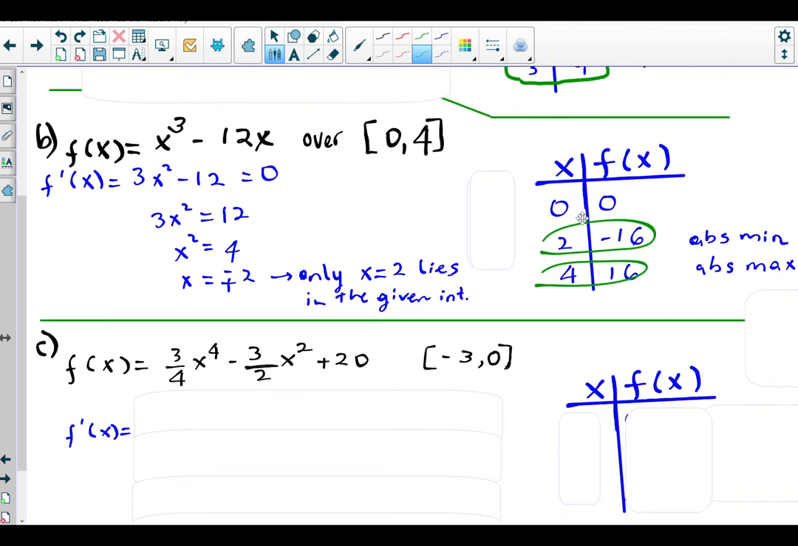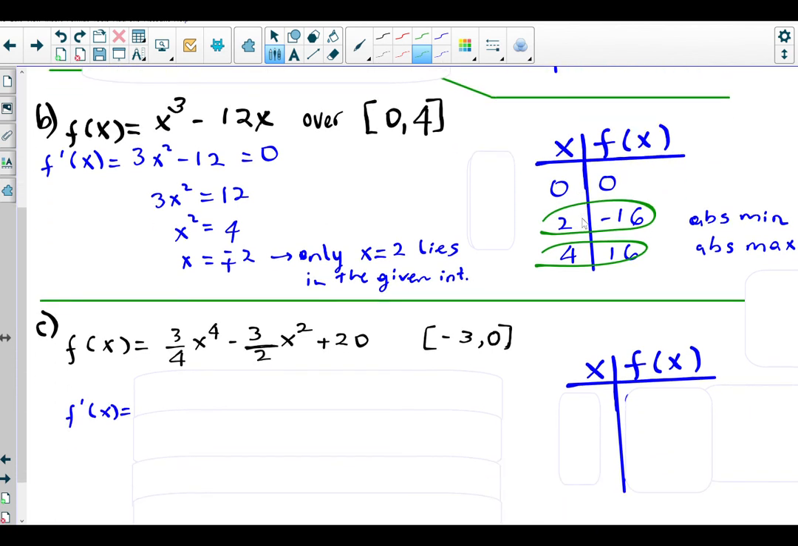So one more question. Please apply the same technique to find the absolute max and min for this question. Again, please take a moment and come back to view the solution. Okay, so hopefully you gave it a try. And here we go. So take the derivative.